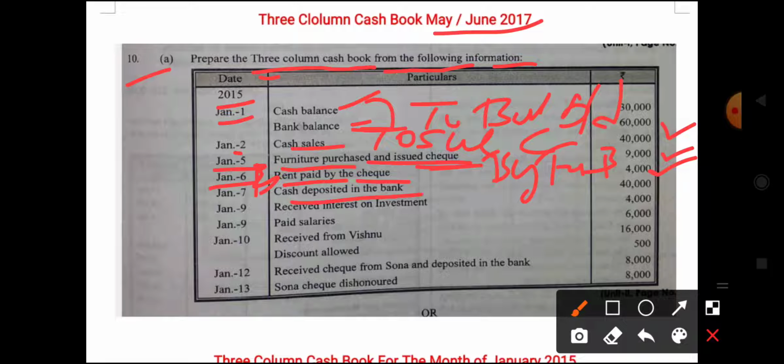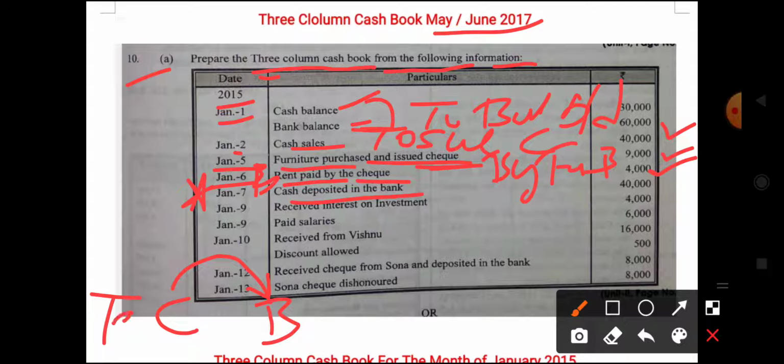Cash deposited into bank. Please be careful with this. This is the contra. Cash is deposited into bank. Right here. Cash is deposited into bank. Where is the money going? It is going into the bank. So you write C B. Okay.